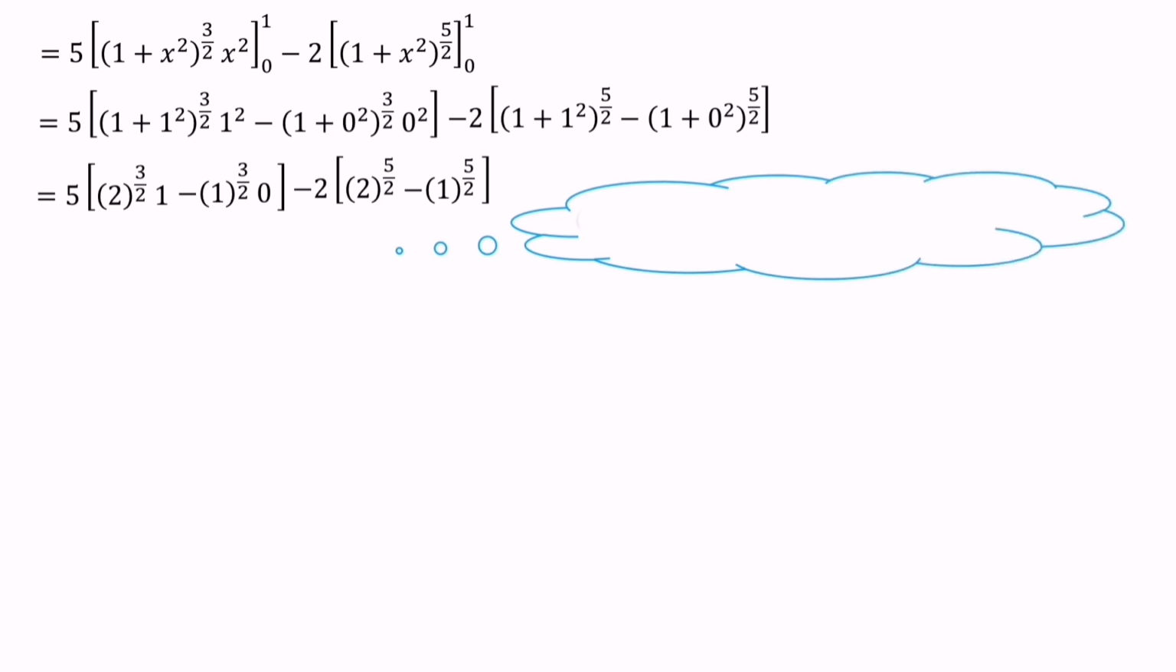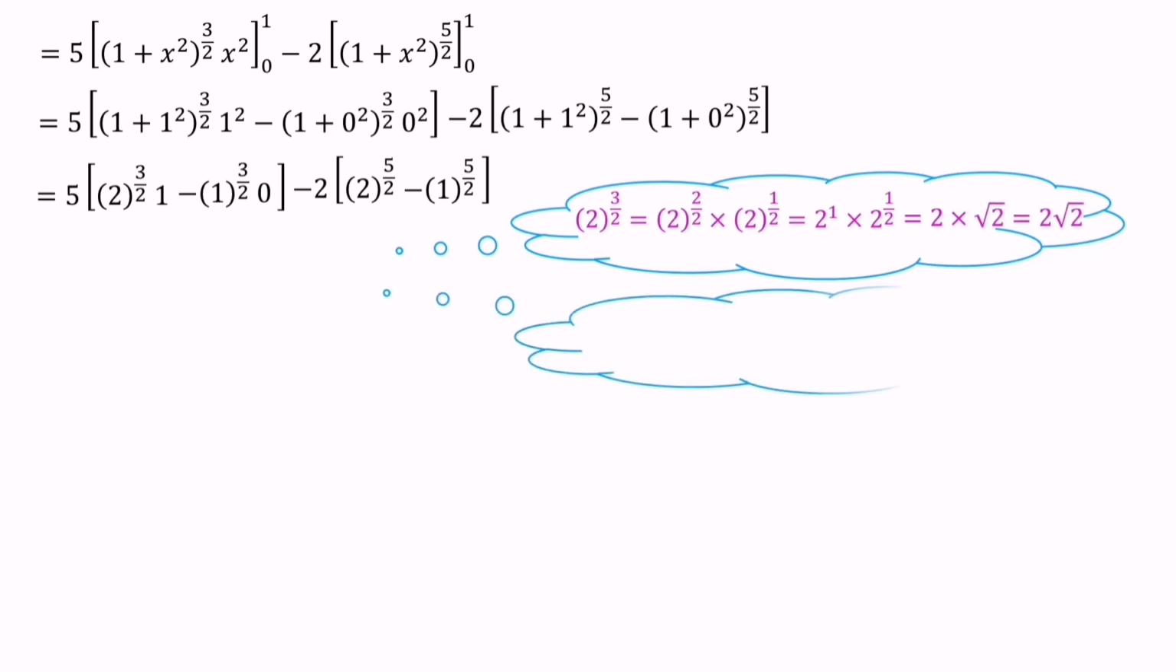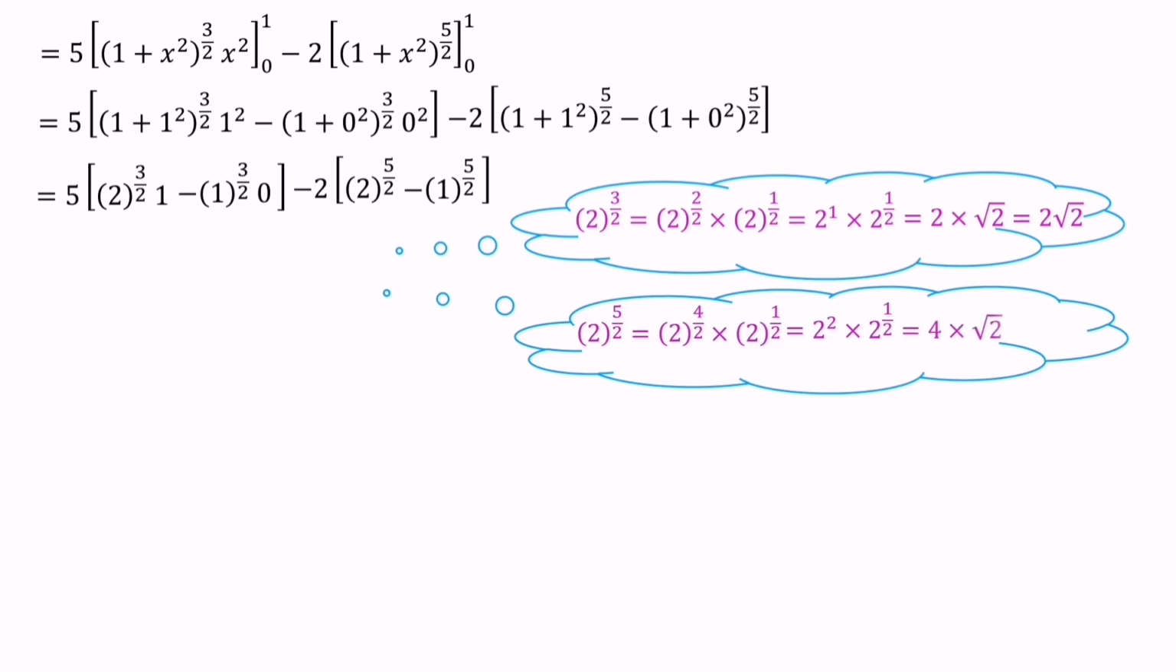2 to the power of 3 over 2 means 2 to the power of 2 over 2 into 2 to the power of half. Then we can write 2 to the power of 1 into 2 to the power of half. 2 to the power of 1 equals 2, and 2 to the power of half equals root 2. Then we have 2 root 2. 2 to the power of 5 over 2 equals 2 to the power of 4 over 2 into 2 to the power of half. 2 to the power of 4 over 2 equals 2 squared, and 2 to the power of half equals root 2. Then we have 4 root 2.